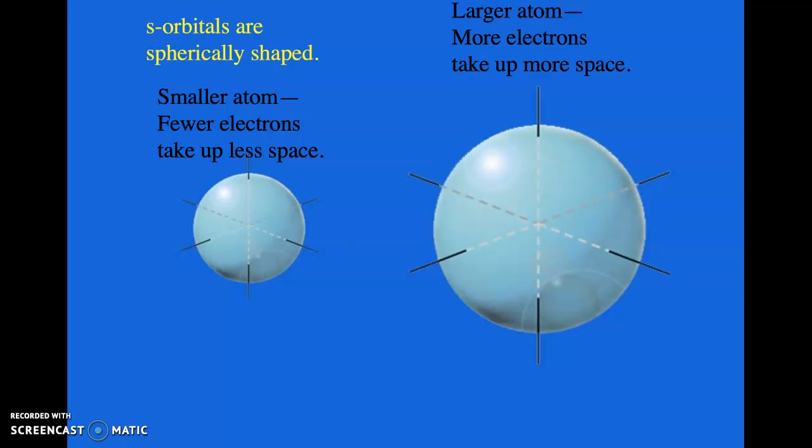A smaller atom has fewer electrons. It's going to take up less space, and the larger atoms will have more electrons and take up more space. But our first one that we encounter is a spherical shape. So if we're down at level 1, you're going to see 1s, which means level 1, and it's a sphere. It's a circle, a sphere, a three-dimensional circle.